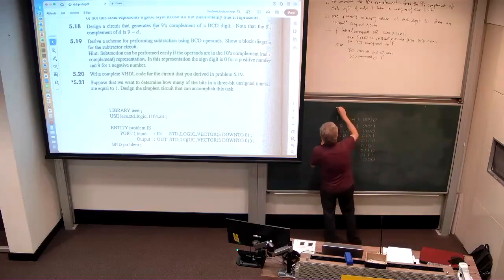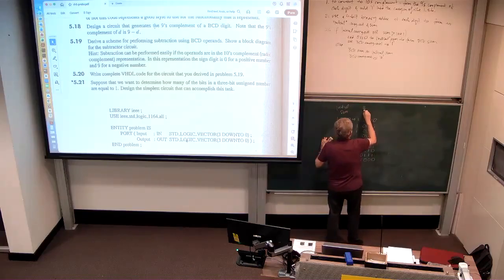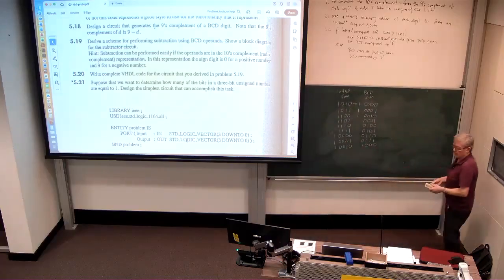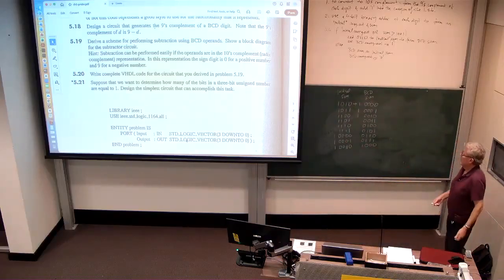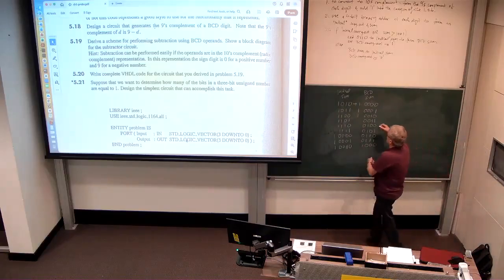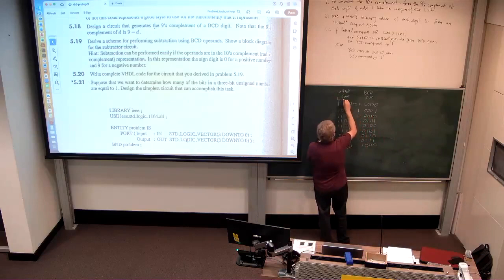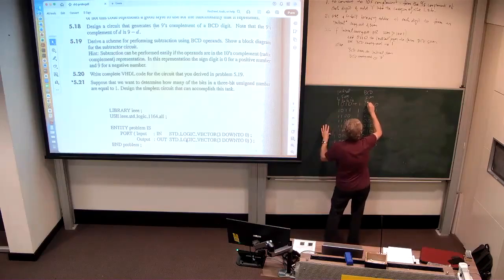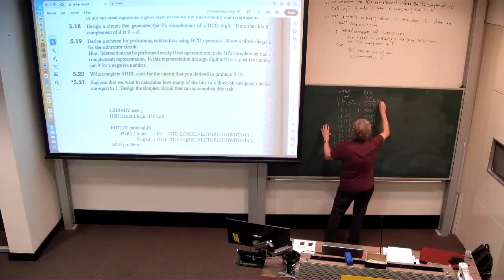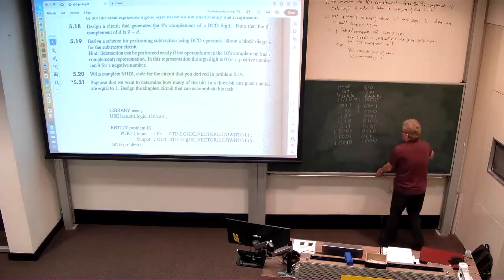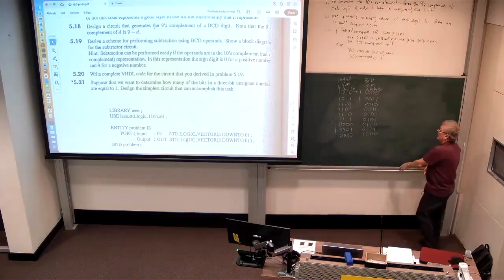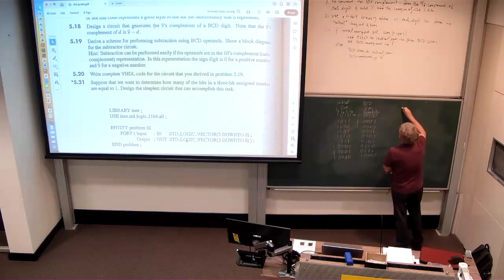Right, so this is our initial sum. And this is the BCD sum that we want to display, right? Well, that's the result, really. So let's call this I3, I2, I1, I0, and this is B3, B2, B1, B0. What's the relationship between B0 and I0? So B0 is equal to I0, right?